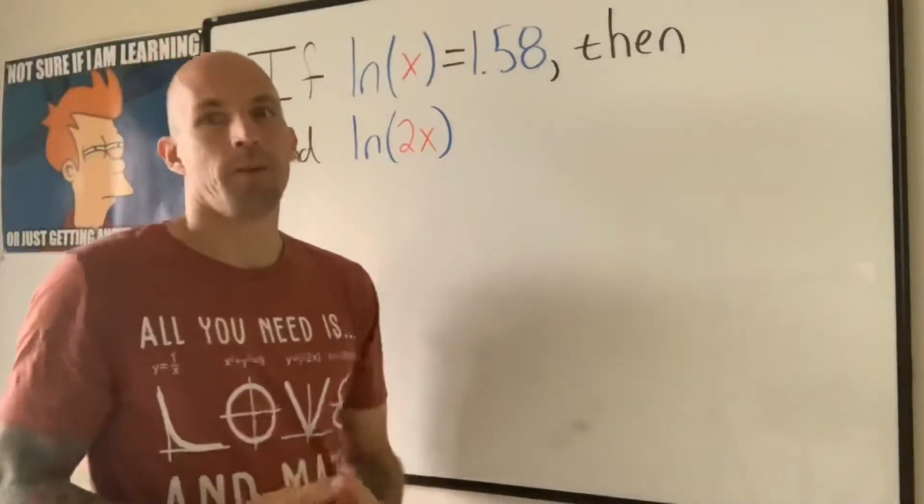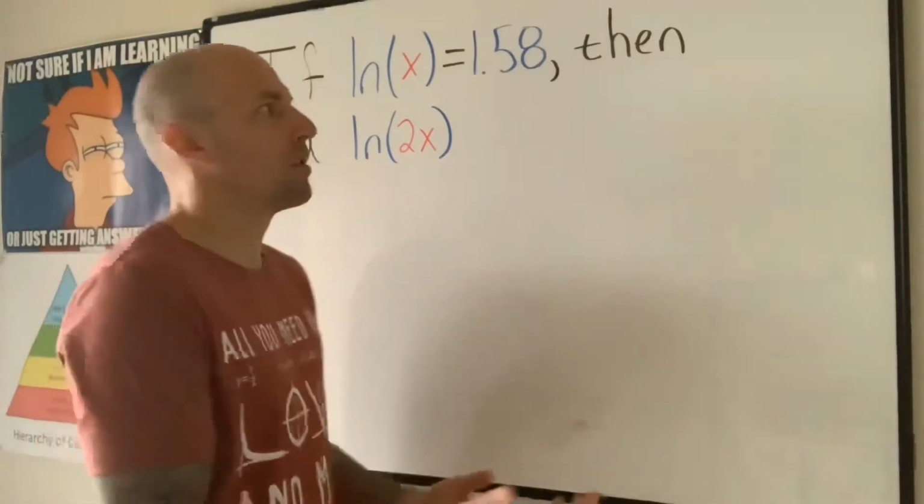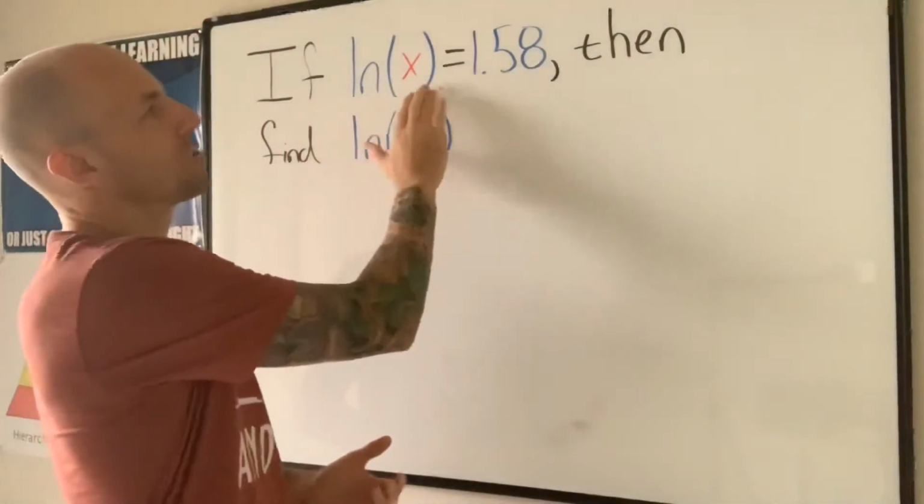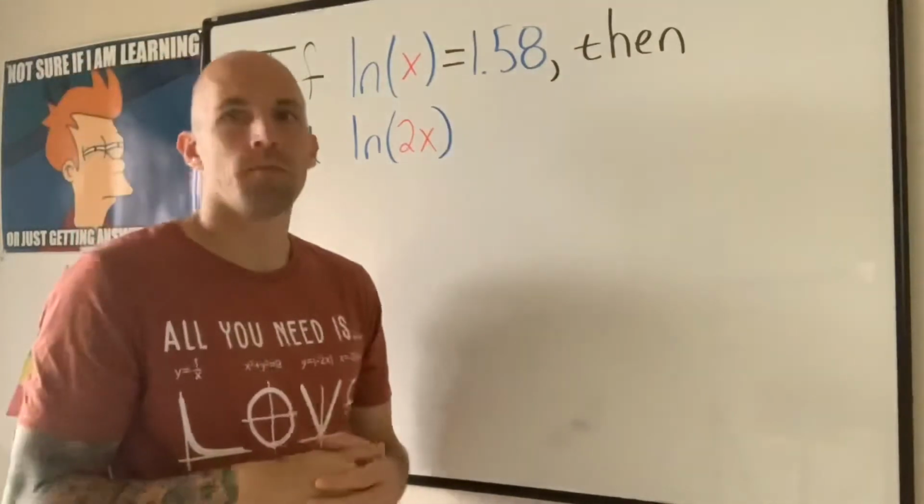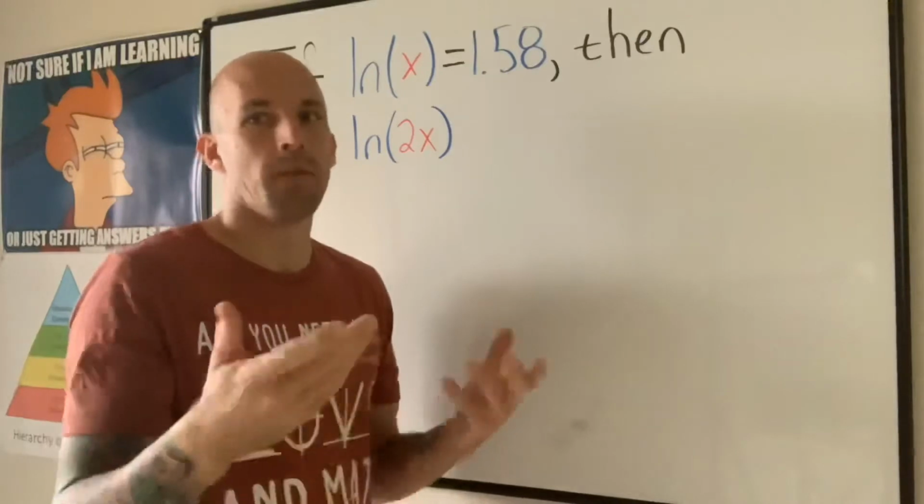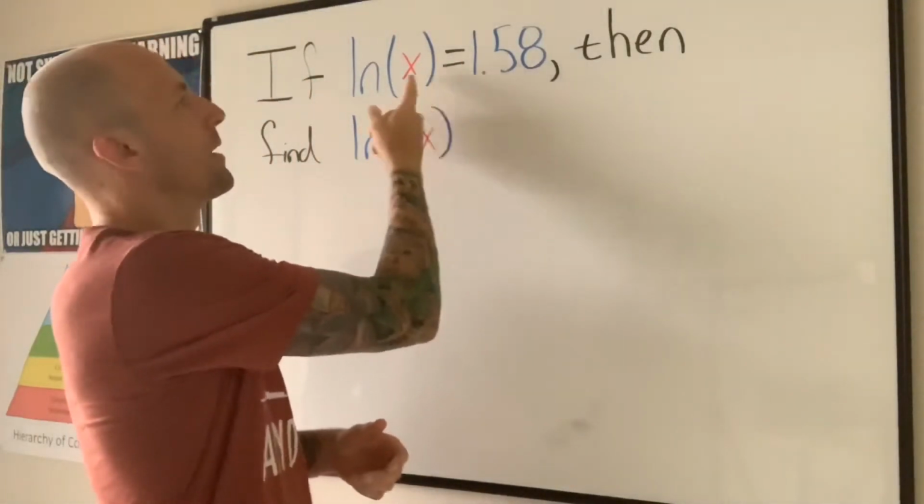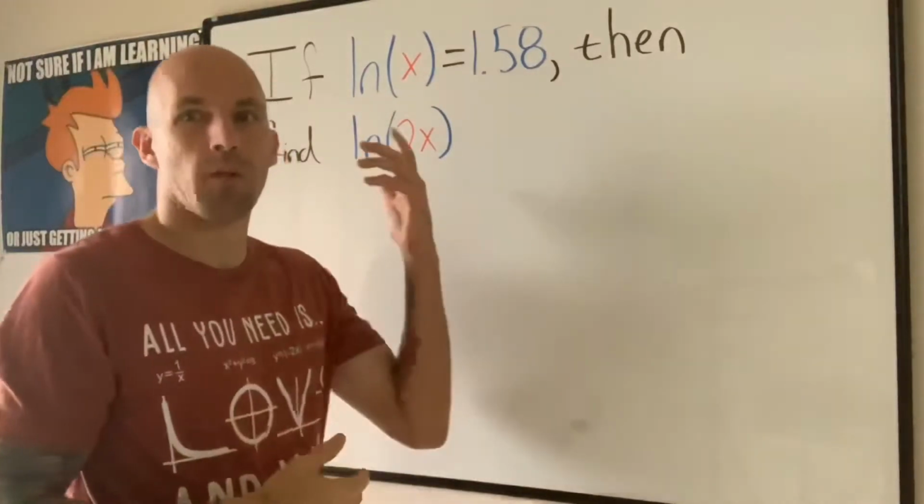Logarithms are not any different. Logarithms are the inverse of exponents. So when we have a statement like the natural log of x is equal to 1.58, we can undo or take the inverse of that function to find the value of x. e raised to the 1.58 equals x is an equivalent statement.